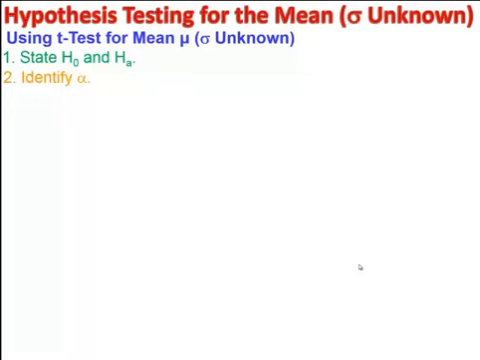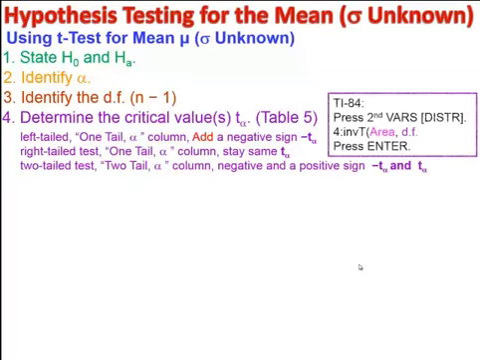Identify your level of significance alpha and identify that degree of freedom. Now remember, you're going to need alpha and the degree of freedom to find your critical value. So to find the critical value, you're going to either use the table or you're going to use your calculator. And it's what we did in the practiced examples.